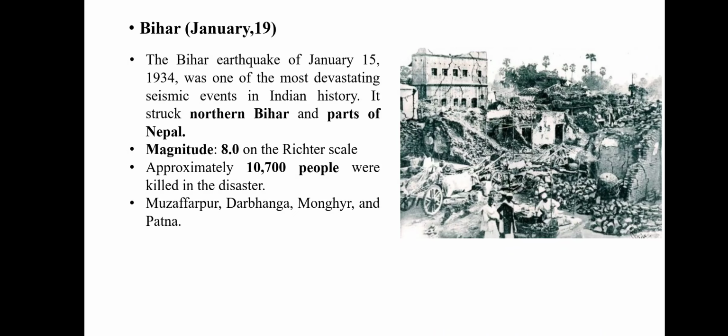Next is Bihar, January 1934. The Bihar earthquake of 15 January 1934 was one of the most devastating seismic events in Indian history. It struck northern Bihar and part of Nepal. The magnitude of the earthquake was 8 on the Richter scale. Approximately 10,700 people were killed in the disaster. The affected areas in this earthquake were Muzaffarpur, Darbhanga, Munger, and Patna.